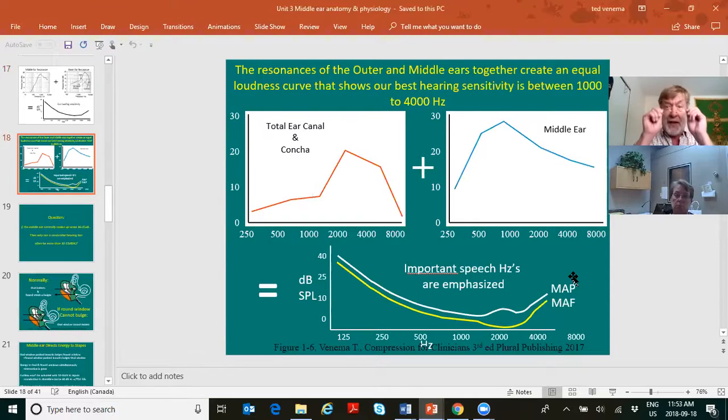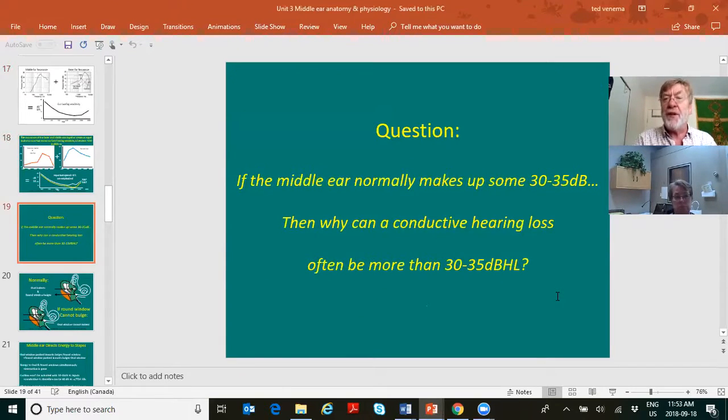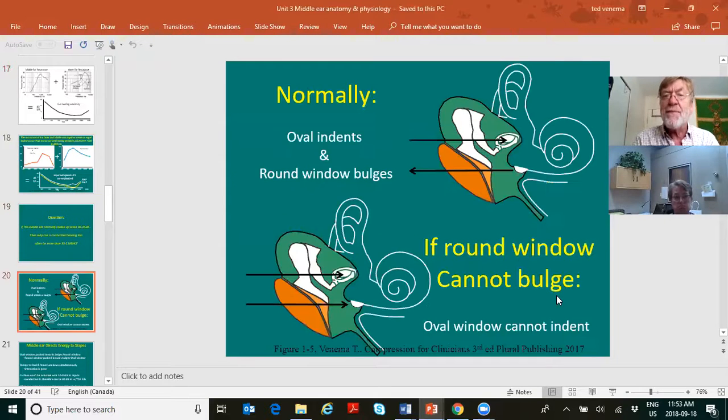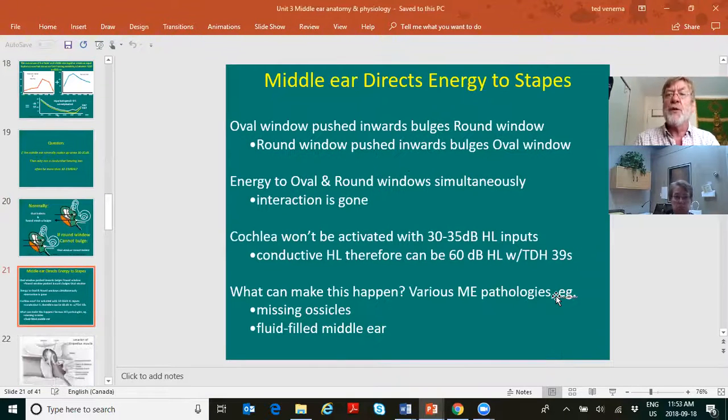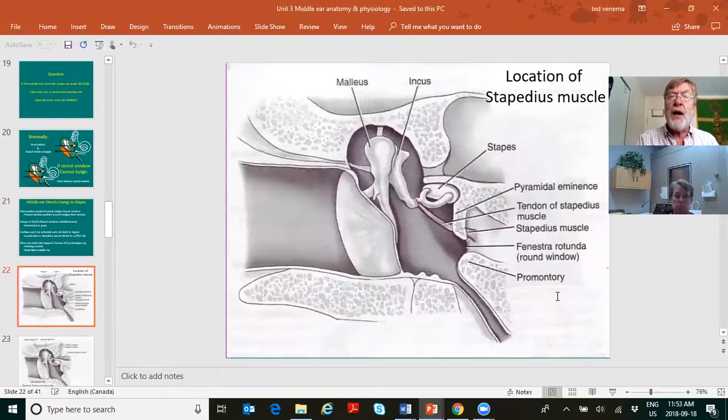Don't freak about it now, but it's just to show you that the resonances of the outer ear and middle ears together do something. And what do they do? They increase your hearing sensitivity to these higher frequency sounds. Enough on that. So we've covered this. We've looked at that. We've looked at this. And now let's go to acoustic reflexes.